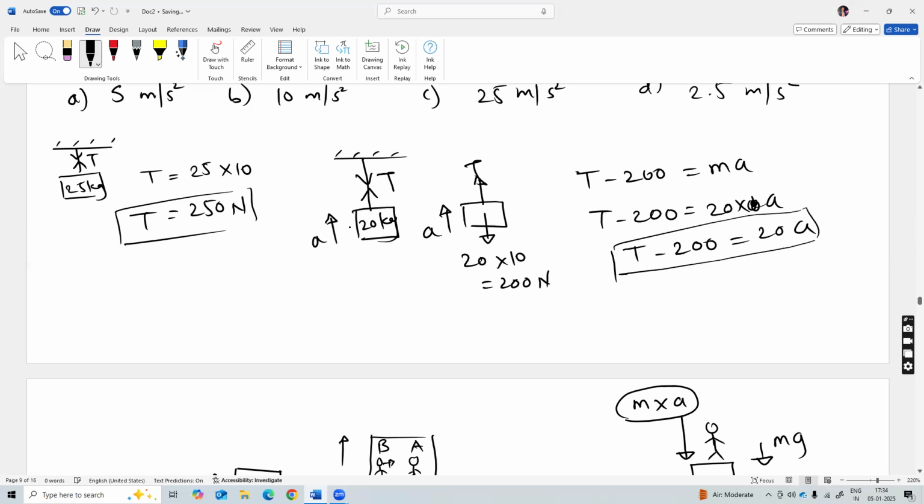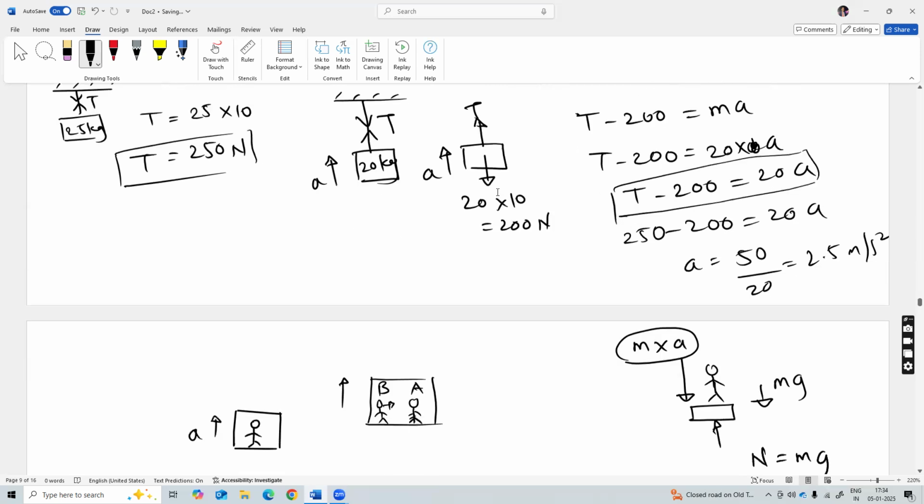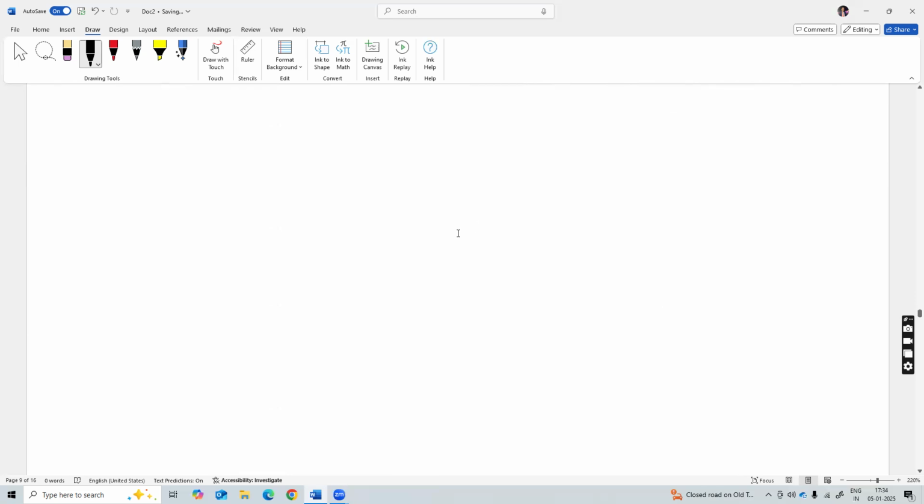Now, what is the maximum acceleration with which he can climb so that the rope won't break? If the tension in the string goes above 250, it will break, so the maximum tension it can withstand is 250. So 250 minus 200 is equal to 20A. So A becomes 50 by 20, that is 2.5 meter per second square. Clear?